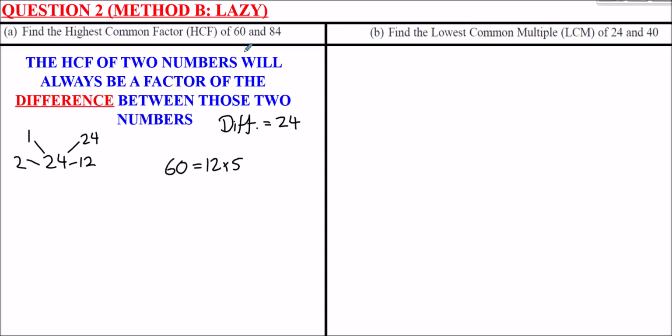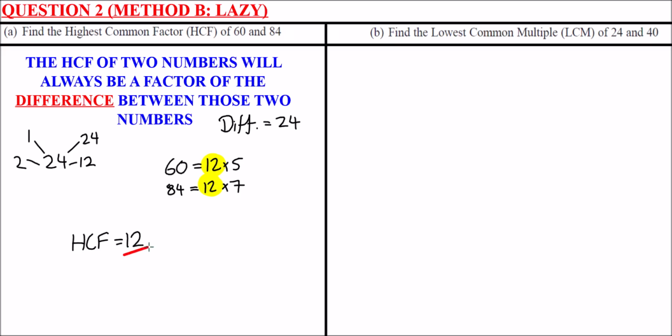And on your calculator, you can check if 12 is a factor of 84. It is. You can divide 84 by 12, and you get the answer is 7. So therefore, the highest common factor of 60 and 84 has to be 12. It's not 24. The next highest one was 12. 12 does fit in, so that's why it's the highest. So the highest common factor is 12. We can just put that down for that one.